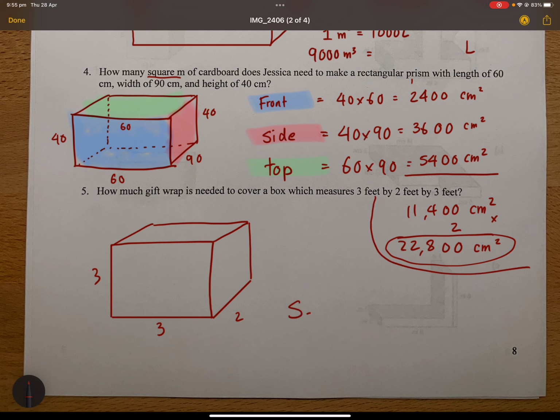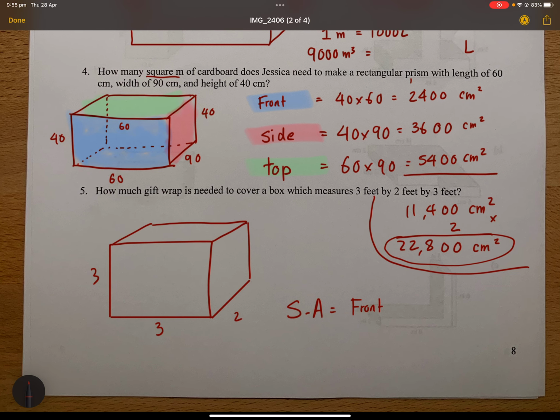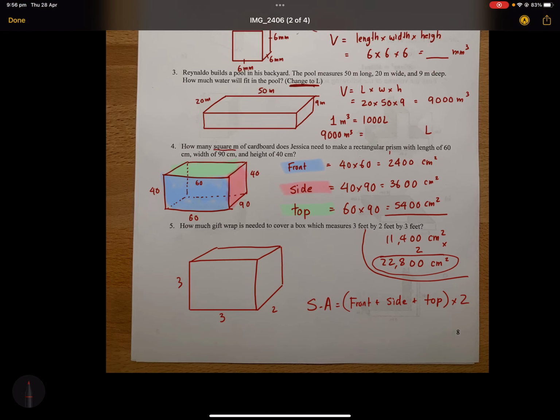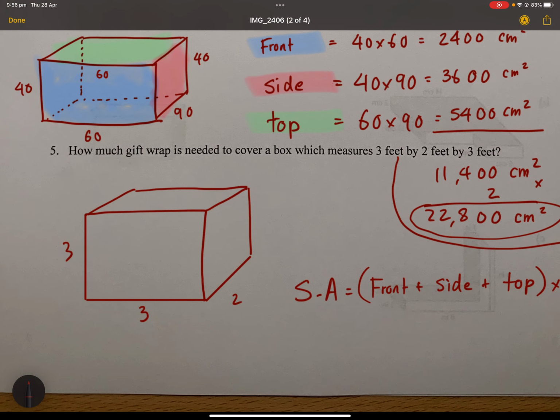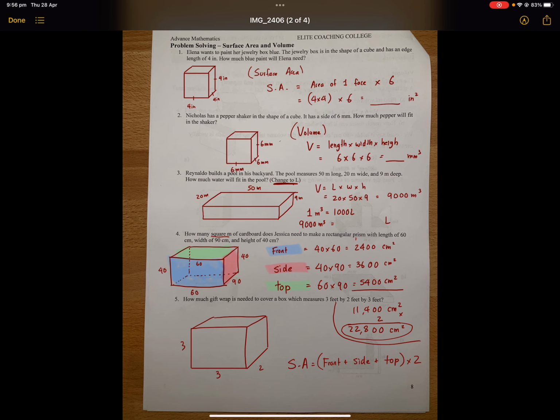So surface area, SA, is equal to the area of the front face, plus the area of the side face, plus the area of the top face. Once you add all these up, you're going to multiply everything by 2. And that gives you the total surface area. Okay, you can do that on your own. I'm not going to do this question here. Let's go to the next page.